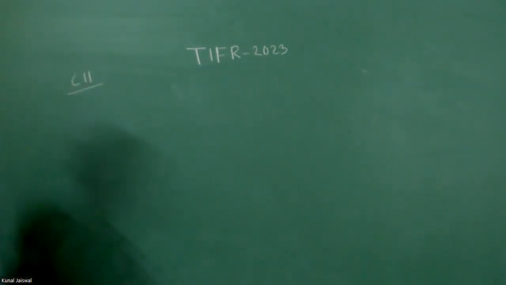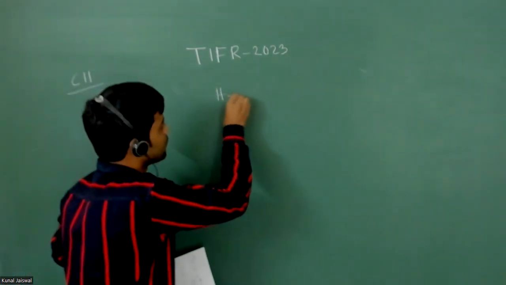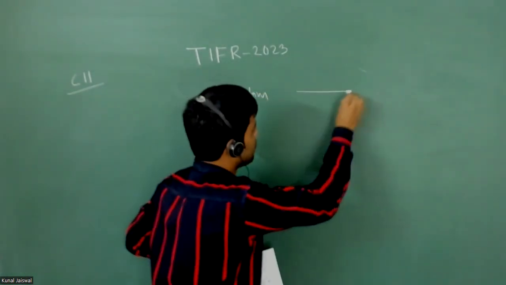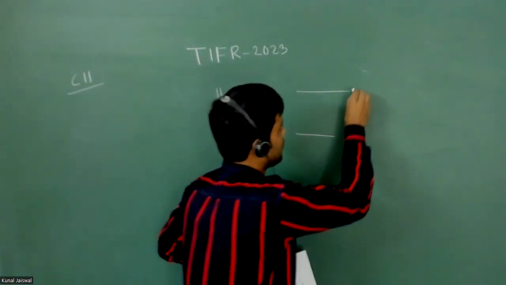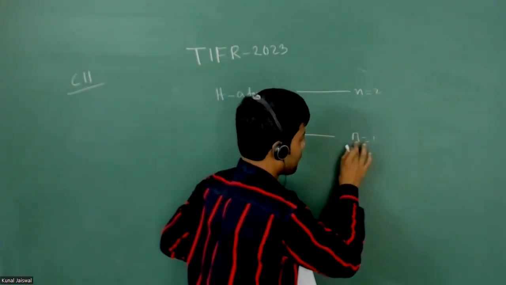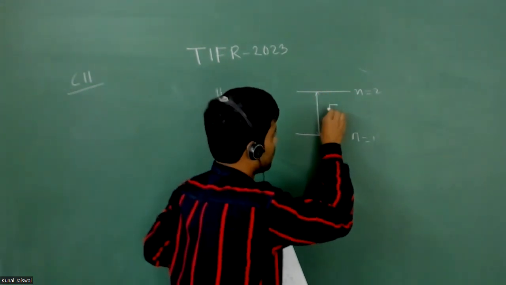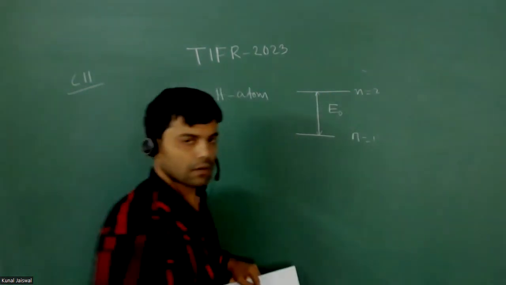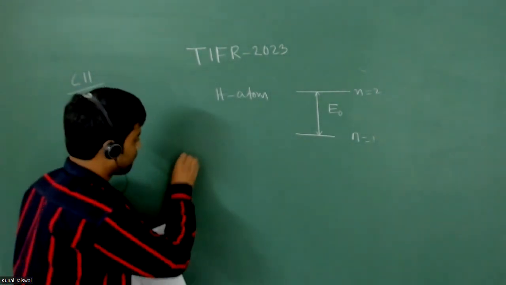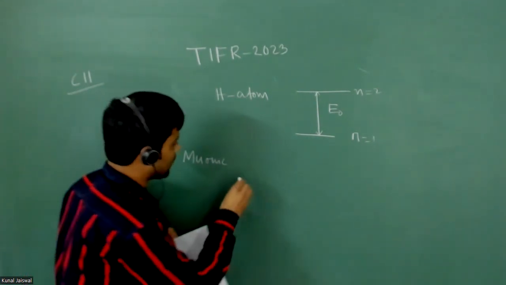The question mentions that you have a hydrogen atom. The separation between two states of the hydrogen atom is mentioned. You have two states, n equals 2 and n equals 1, and the separation is given as E naught. Now you have a muonic carbon.